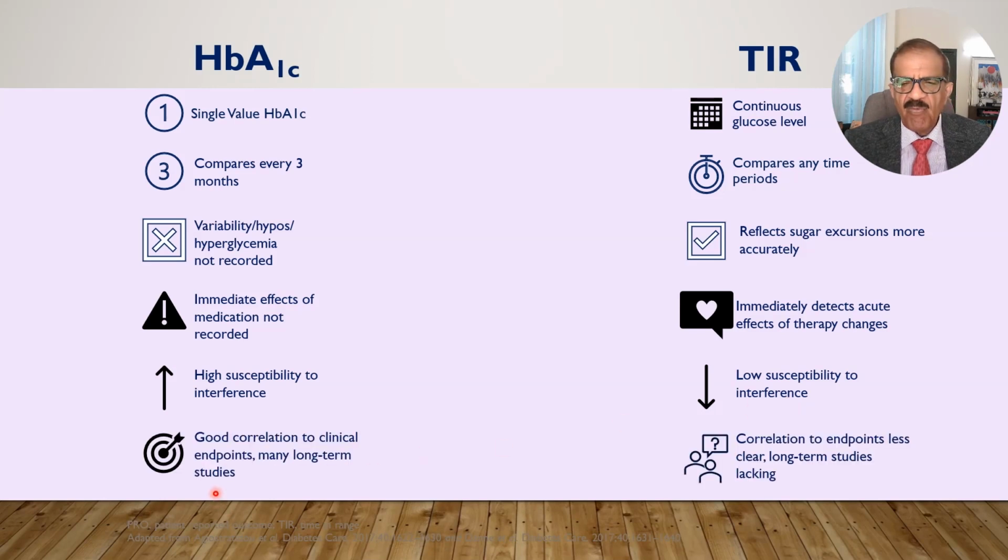One advantage of HbA1c is that it has been there for a long time and it has a good correlation with clinical endpoints, and many long-term studies are there. Whereas TIR is relatively new and very promising, but the data is not as robust or as much as we have about HbA1c. But I'm very hopeful that time in range would also show proven benefits.